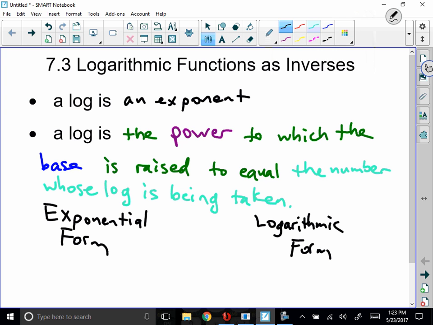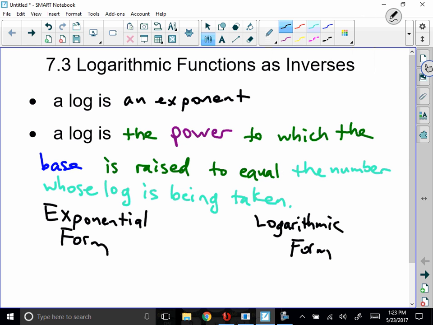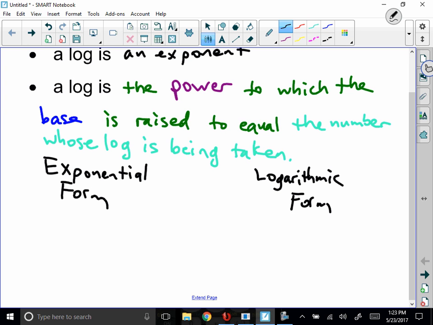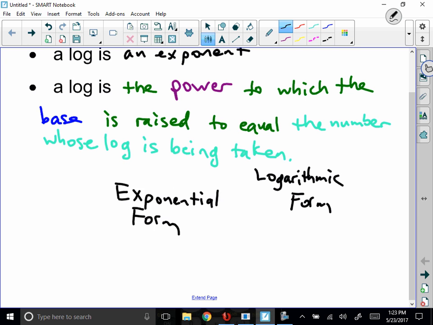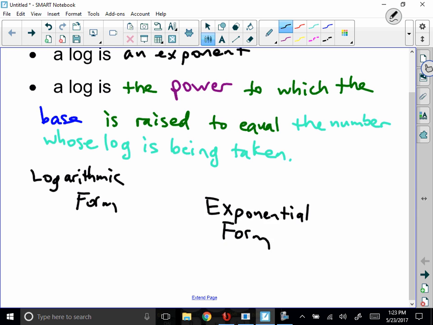All right. So with logarithms, there's certain skills that you need. So here's the definition of a logarithm. I should probably switch these around. I should have the logarithmic form over here and exponential form over here.